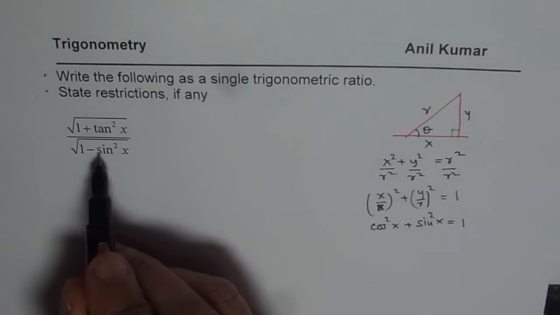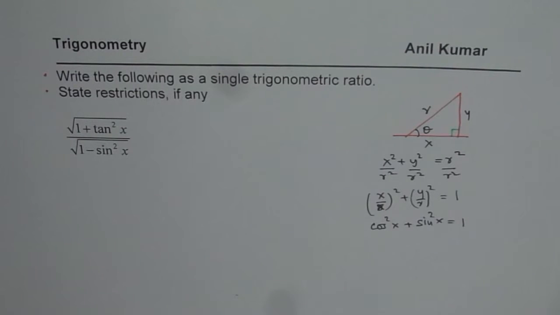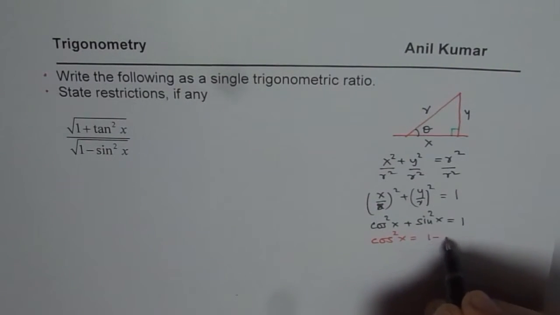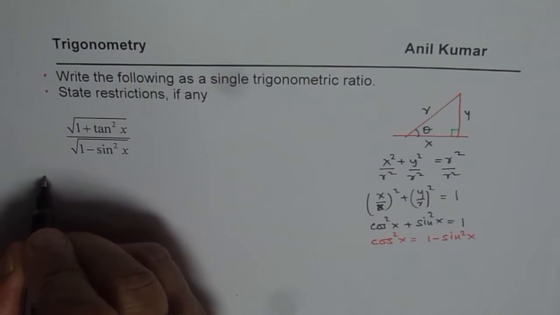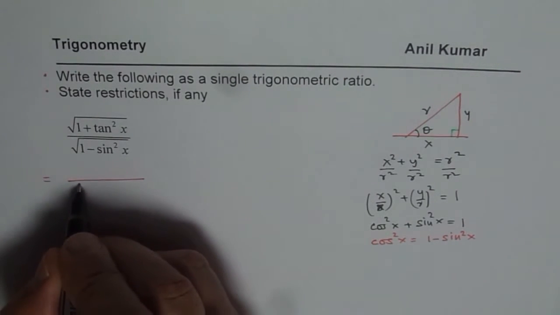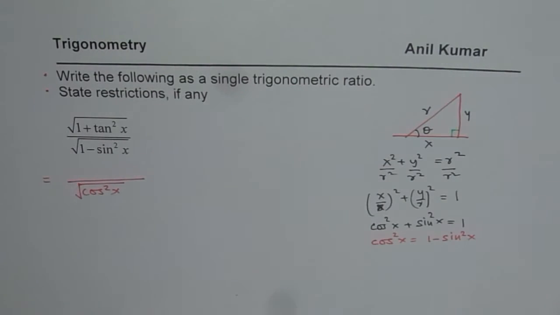We have 1 minus sine square x, right? So if I take this on the right side, what do I get? I get cos square x equals 1 minus sine square x. You get the idea, right? So I can write this denominator part here as square root of cos square x. Correct? So that is one part.